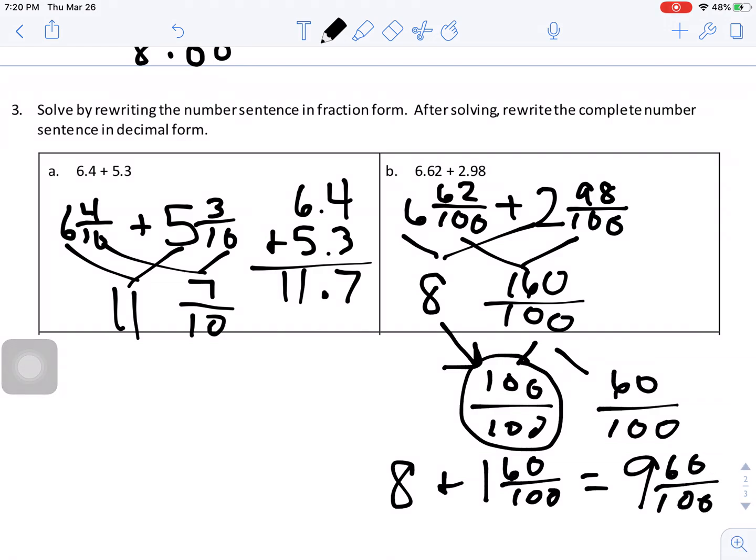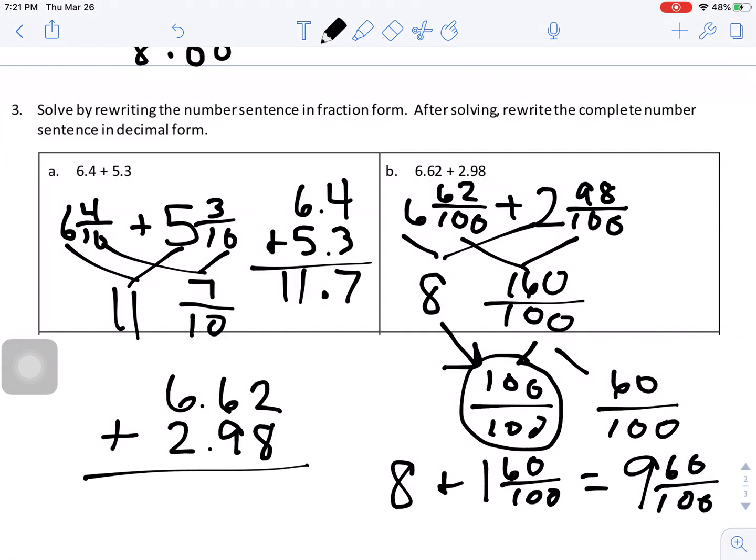This one's a little bit more tricky. If I wanted to check with decimal form, I'm going to line up my places, add. 2 plus 8 is 10, 9 plus 1 is 10, plus 6 is 16, regroup, bring down my decimal point. You have to remember to bring down that decimal point. It is what separates your wholes from your parts. 6 plus 1 is 7, plus 2 is 8.